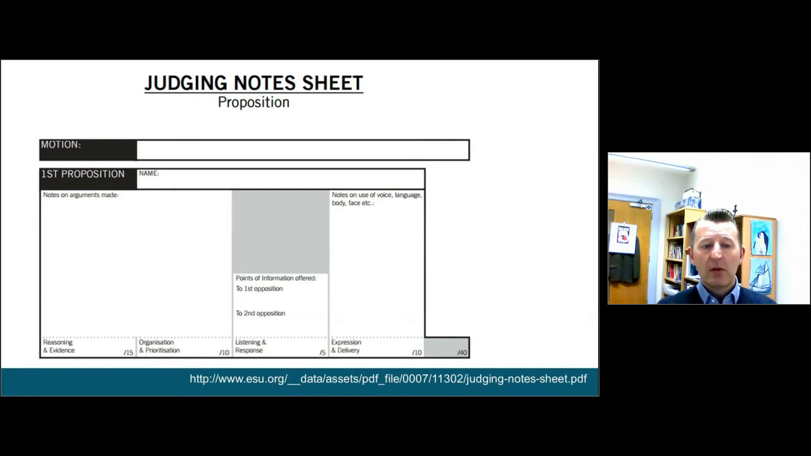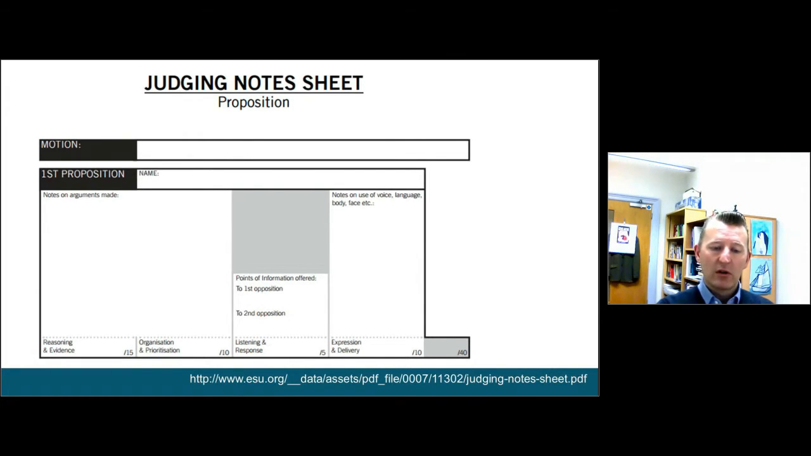And then there are some simple methods for keeping track of this. This is a mark sheet that was designed by the English Speaking Union, and I've put the reference at the bottom of the page there. Each speaker in a debate could have this as their marking grid, so you make a quick note on arguments made to remind you of what they've said. But along the bottom, you're giving them a score for their reasoning and evidence, for their organisation and prioritisation of the points, for their listening and their responses, and for their expression and delivery.